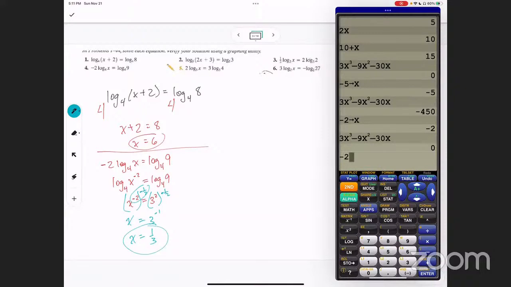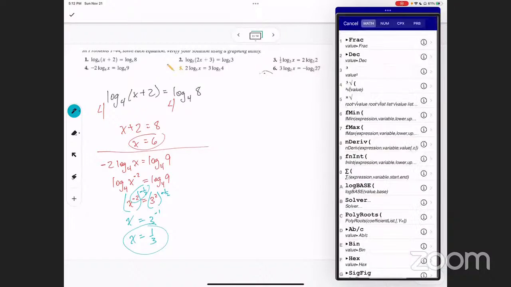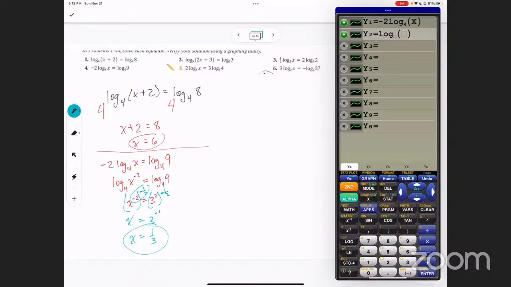Did they say to check with a graphing utility? Okay, yes, so it does. Here's how you would do that. In your graphing utility, you would type in -2 log base 4 of x. So there's one of my equations. And the other equation is log base 4 of 9, which is just a number, right? 4 to what power equals 9? You understand that? So log base 4 of 9.